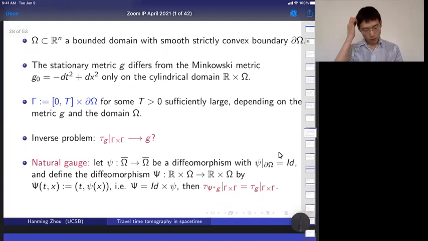Here we need to recall that in the time variable this diffeomorphism is the identity, because we restrict our consideration to just the category of stationary metrics. If you take a diffeomorphism which also changes the time direction, then this might no longer give you a stationary metric. So we just restrict to this special type of diffeomorphism.